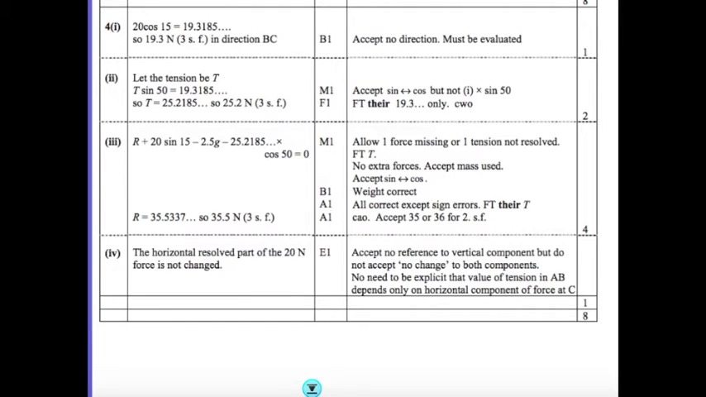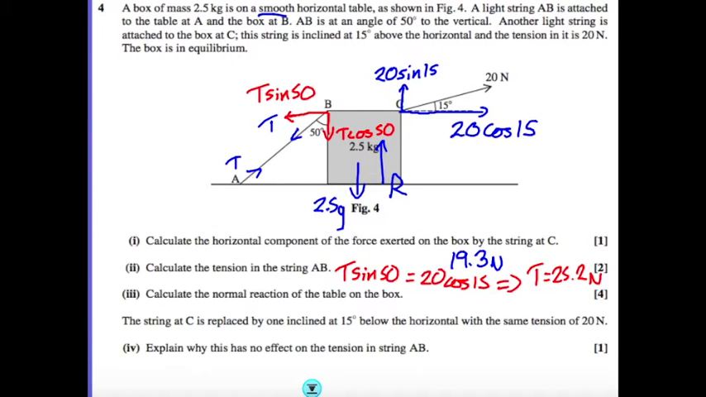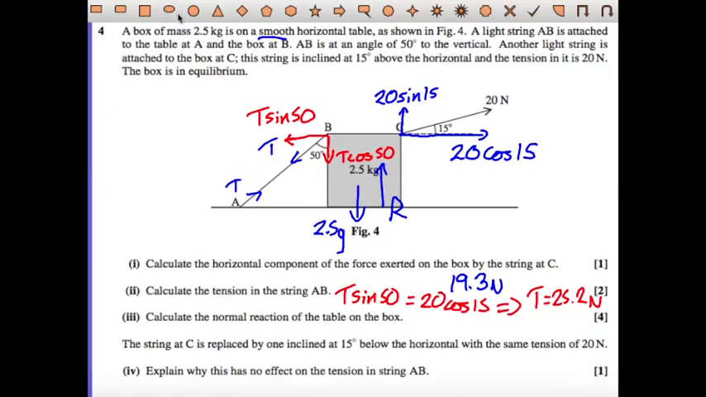Good. So next it wants us to calculate the normal reaction of the table on the box. This is similar to what we've just done, but there's more forces acting vertically. Luckily we've resolved them as we've gone, so we can actually see all the vertical forces acting.